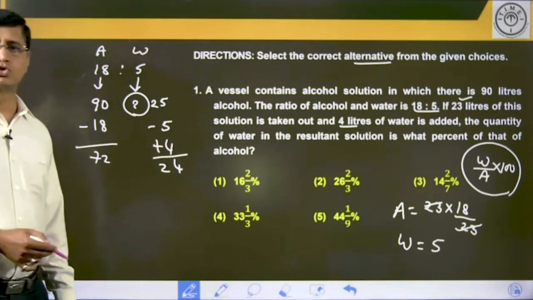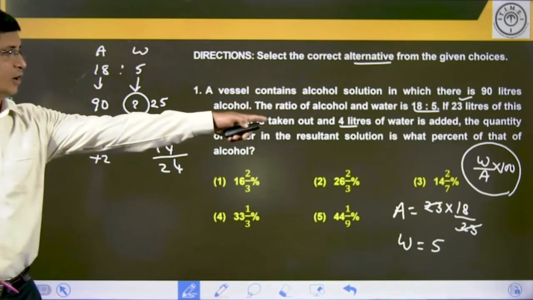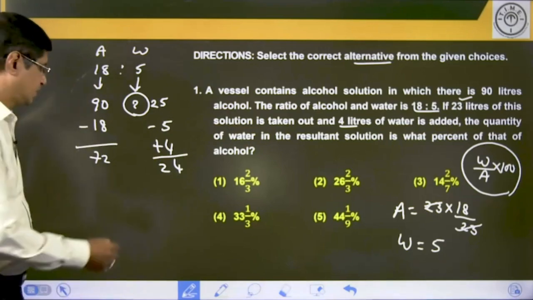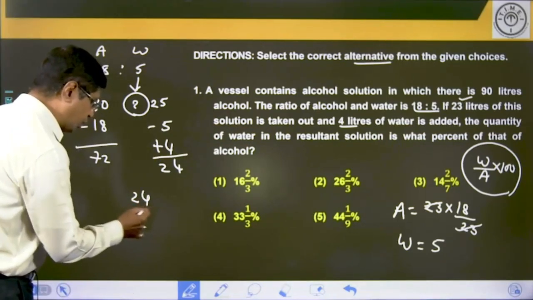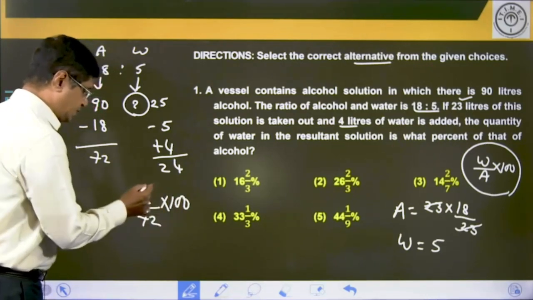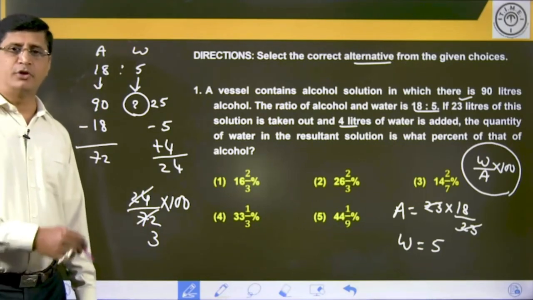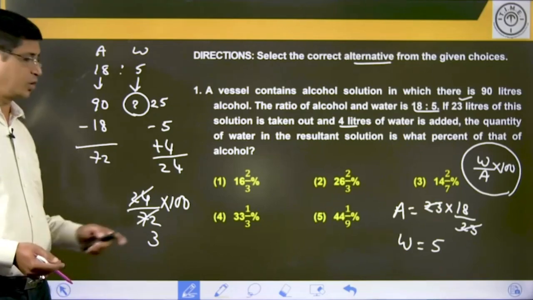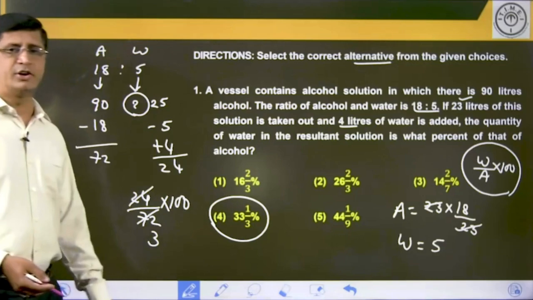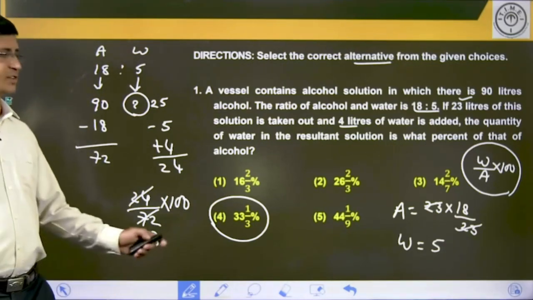Now in the new solution, water is 24 liters, alcohol is 72 liters. Just find out the water quantity upon alcohol, means 24 by 72 into 100. 24 goes exactly 3 times in 72, so 1 by 3. By using the percentage values of the reciprocals, 1 by 3 is equal to 33 1 by 3%. Right choice, option number 4. Choice 4 is the right answer.